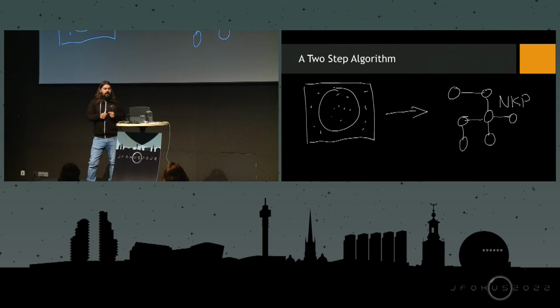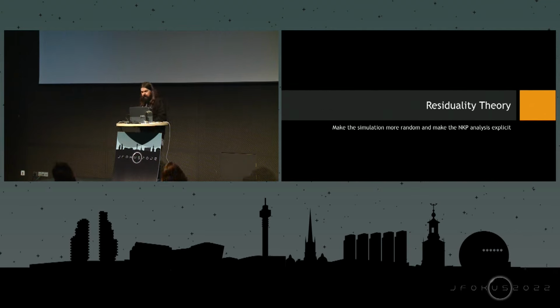something. So we don't talk explicitly about NKP analysis because we're trapped in this technical rationality, this idea that things should be analytical and structured. And it stops us from seeing what it is that we're actually doing. Residuality theory then, which we're going to look at now, talks about how we can make the random simulation more random, which is something we need to do, and make the NKP analysis explicit.